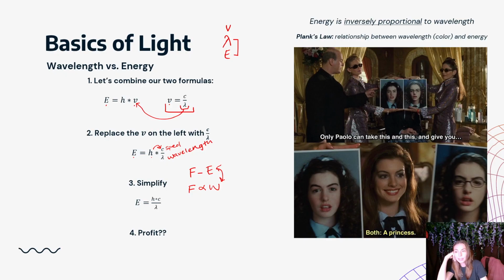So what ends up happening is as frequency increases, wavelength decreases and energy increases. As frequency decreases, wavelength increases and energy decreases, because energy is inversely proportional to wavelength. This is known as Planck's law, which is the relationship between wavelength, or the color of the light, and energy.